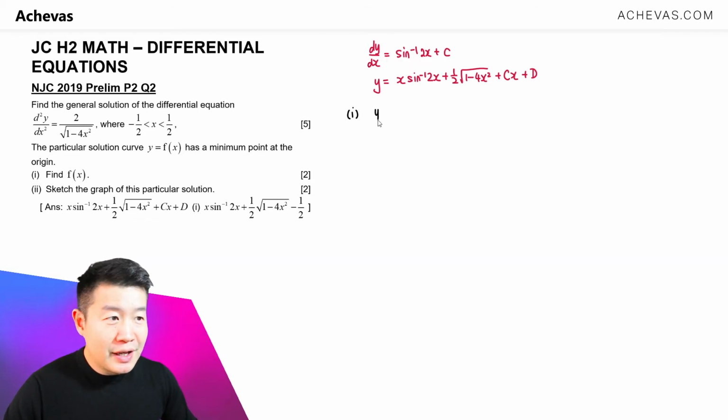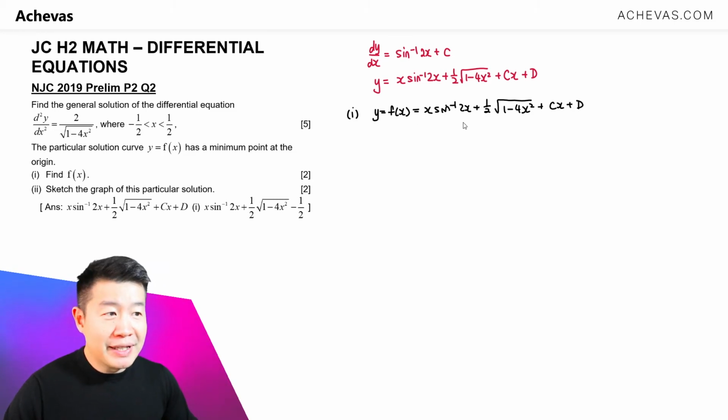And in this part, we are given that y is going to be equal to f(x), which means that f(x) will take up the form of x sine inverse 2x plus half of square root of 1 minus 4x squared plus cx plus d. And in order for us to find a particular solution to this curve, we need to solve for c and we need to solve for d. We will make use of this piece of information here. The origin is also the minimum point. So the origin, which means that at the point (0, 0), it is a minimum point.